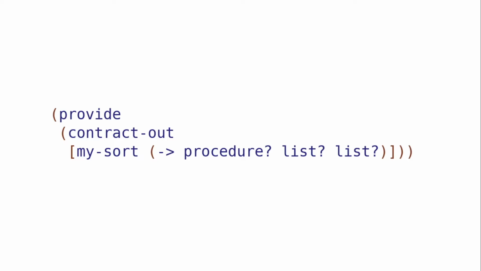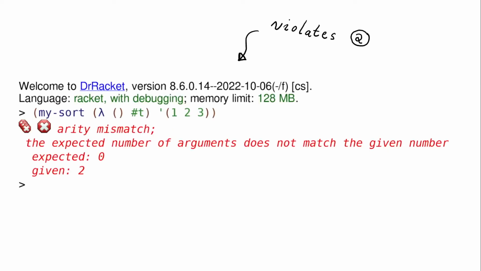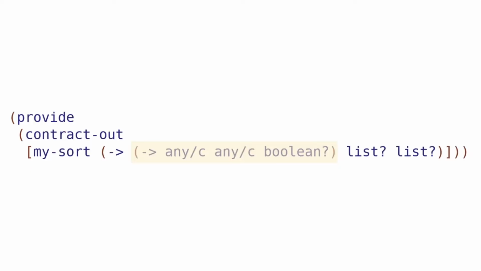Exactly. With just a procedure, you have no idea how many arguments it takes, what the inputs and outputs are at all. So in particular, this will violate one of the properties in that I can give you a bad comparator. In this case, this one doesn't take in any arguments. And the server code is going to explode and say, oh, I'm giving you two arguments, but you don't expect any. Okay, so that's bad. So that's not a very good contract. We can make it better.